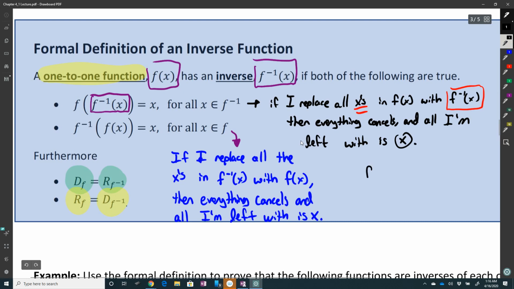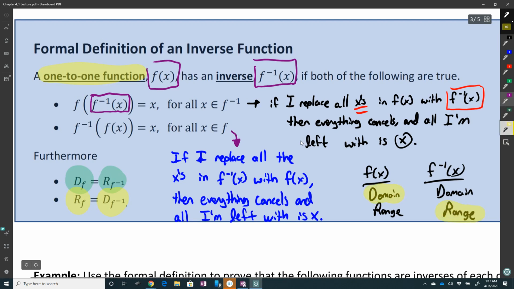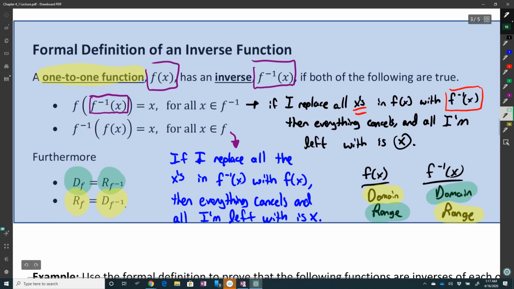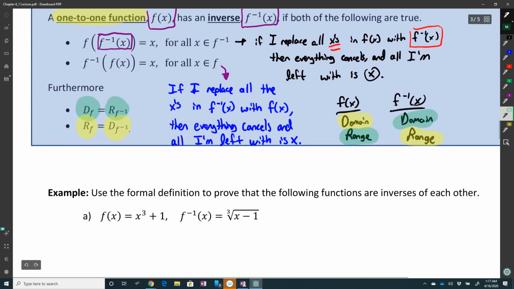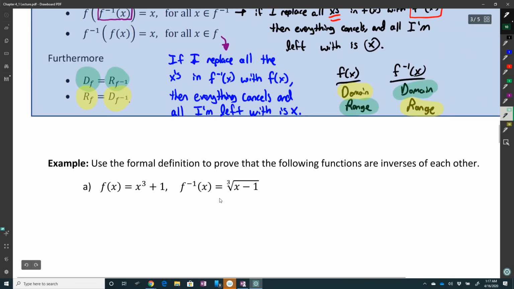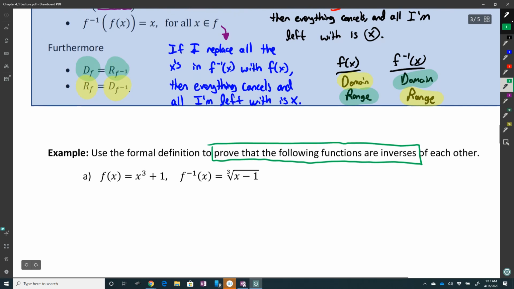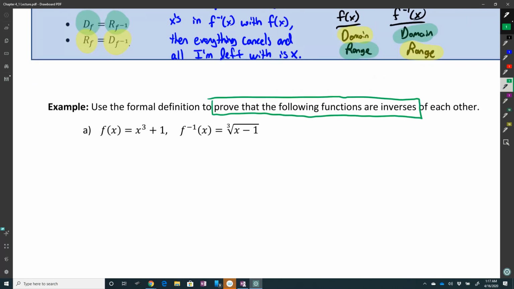So if you have f of x and you have f inverse of x, f has its domain and its range. F inverse has a domain and range. But since all you did was swap the variables, the domain equals the range of the other. So anyway, how do they test you on this to understand the definition? Well, what they do is they give you two equations and they say prove that they're inverses. Okay? And so to prove them, you got to do two things.